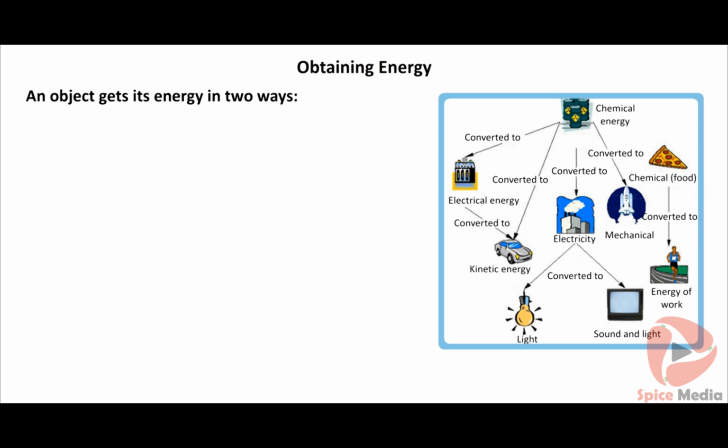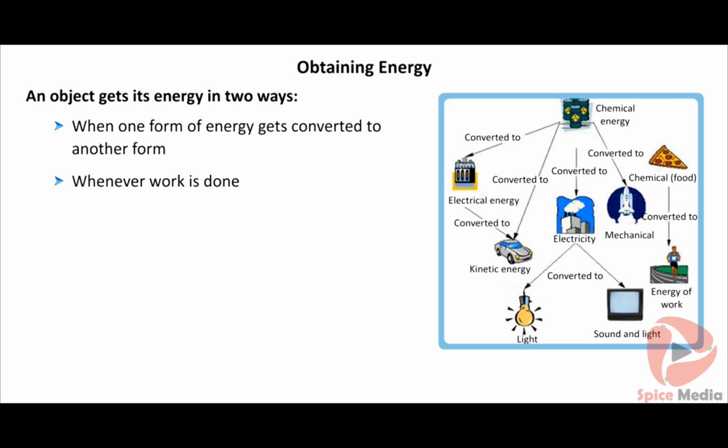We know about the various forms of energy and energy conversions, but where does an object get its energy from? There are actually two ways by which an object gets its energy. The object will get energy when one form of energy gets converted to another form. It can also get energy whenever work is done.